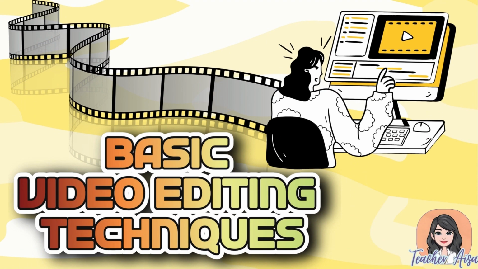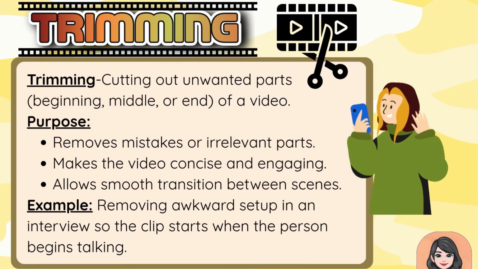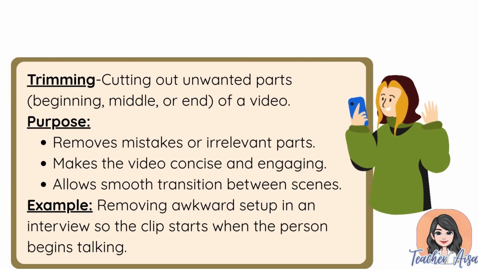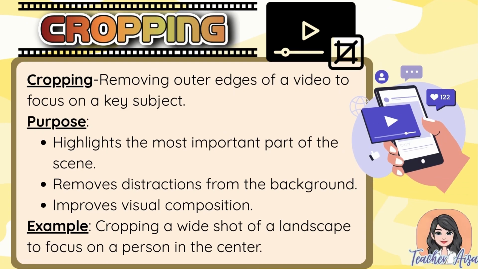Basic video editing techniques are essential for creating clear, engaging, and professional-looking videos. They help improve flow, remove mistakes, and enhance the overall viewing experience. One basic video editing technique is trimming, which involves cutting out unwanted parts from the beginning, middle, or end of a clip. This helps remove mistakes, keeps the video concise, and ensures smooth scene transitions. For example, trimming an interview clip to start right when the person begins talking makes it more direct and engaging.